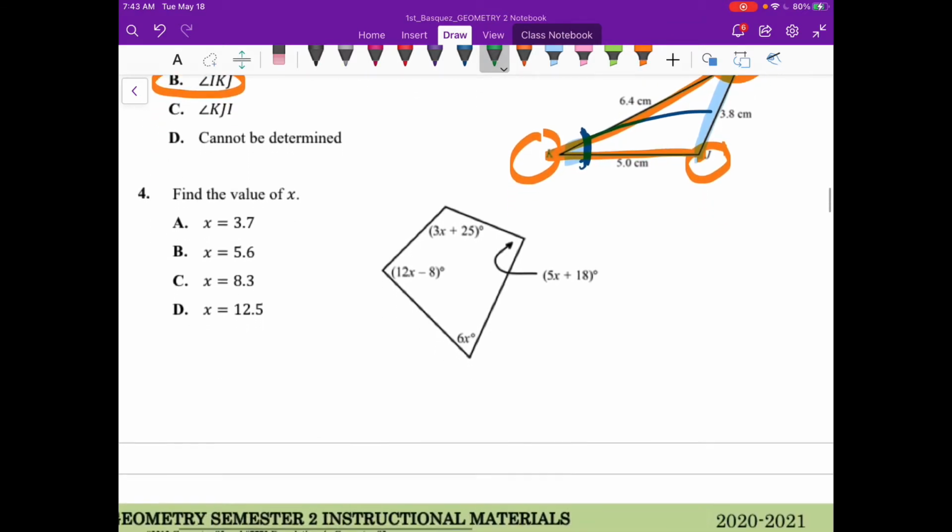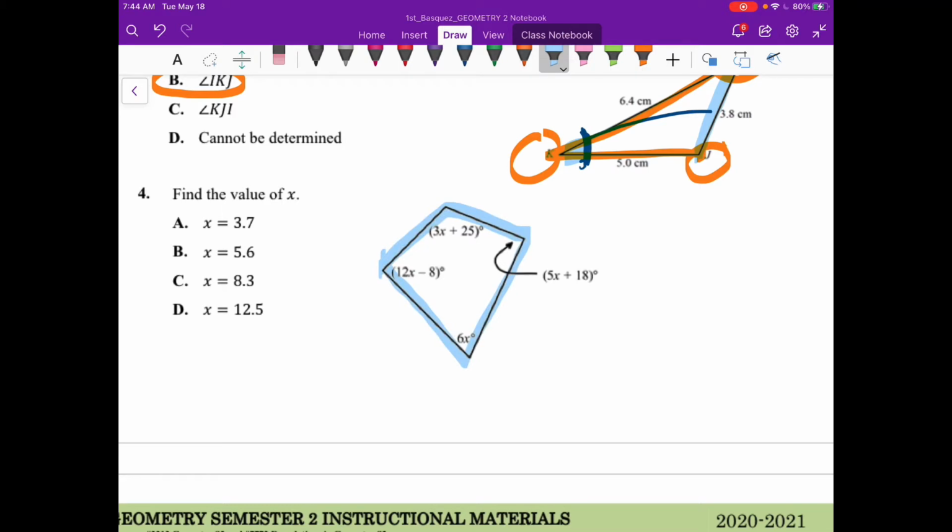Problem number 4, I have to find the value of x. So my first step here is going to be to identify what kind of shape I have. Do I have a triangle? Do I have a square? Just generally what's going on here. I have a 4-sided figure.